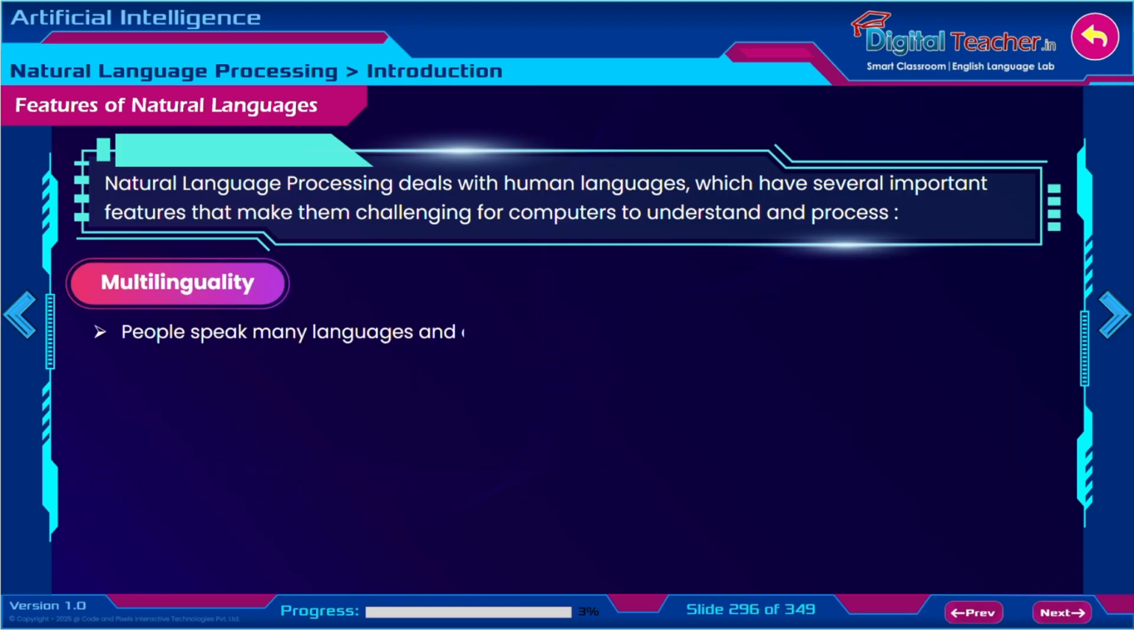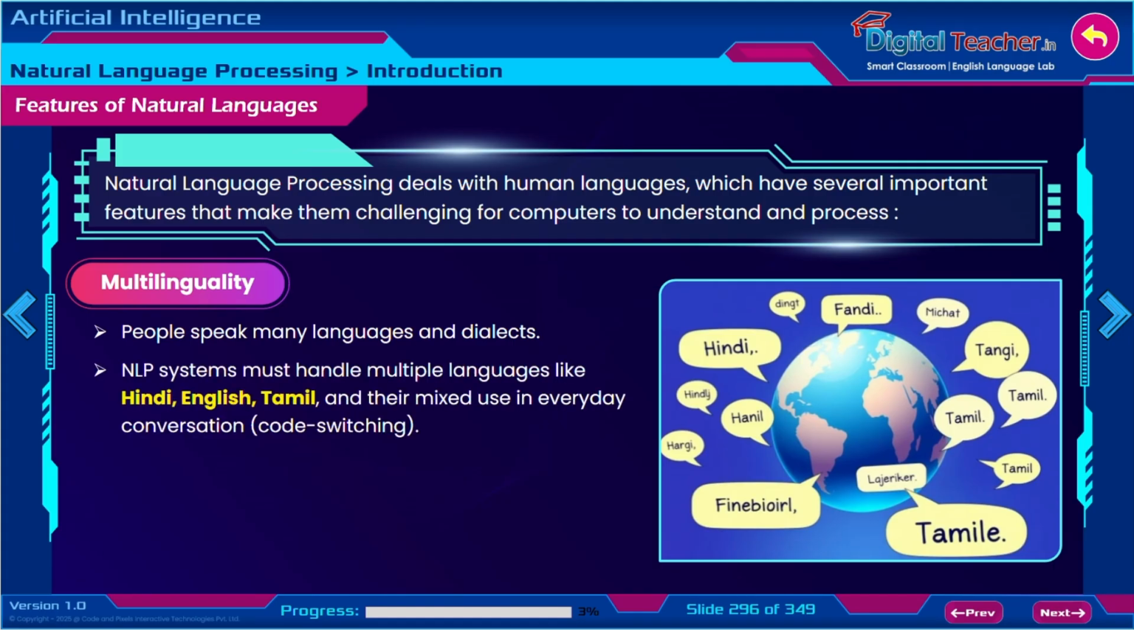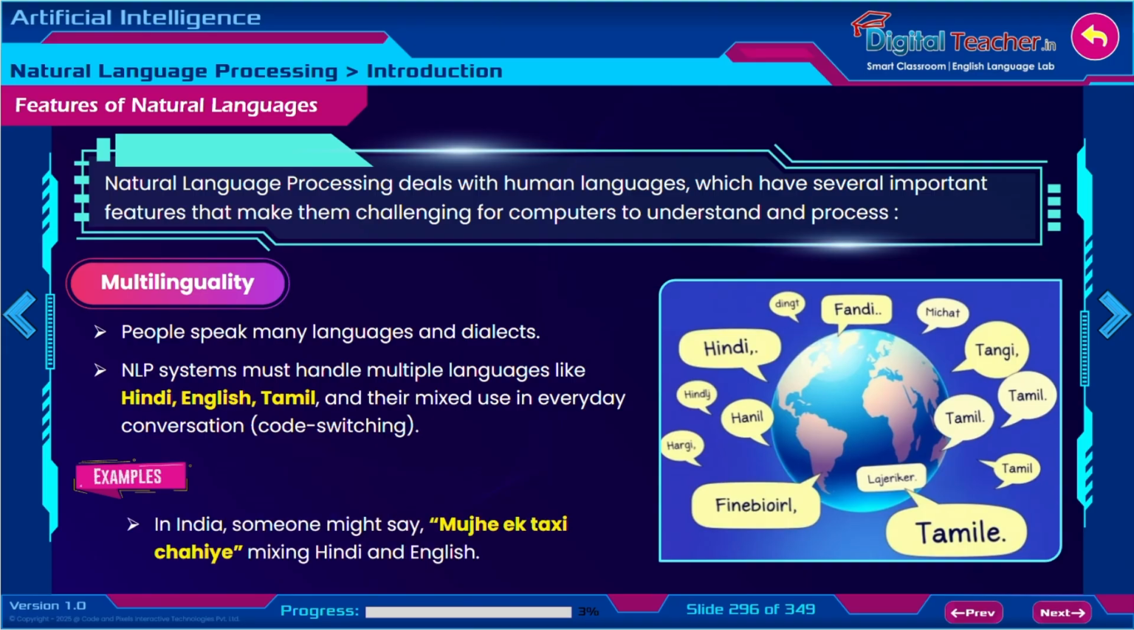Multilinguality. People speak many languages and dialects. NLP systems must handle multiple languages like Hindi, English, Tamil, and their mixed use in everyday conversation. For example, in India, someone might say, "Mujhe ek taxi chahiye," mixing Hindi and English.